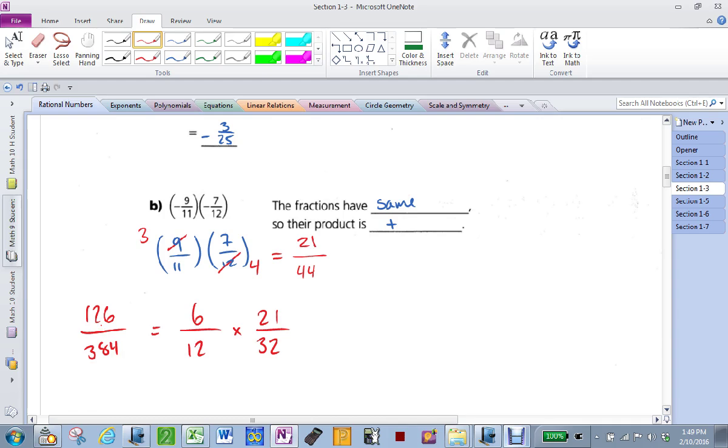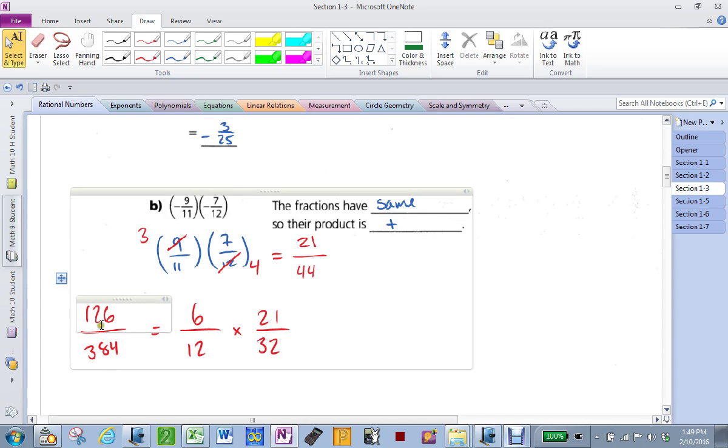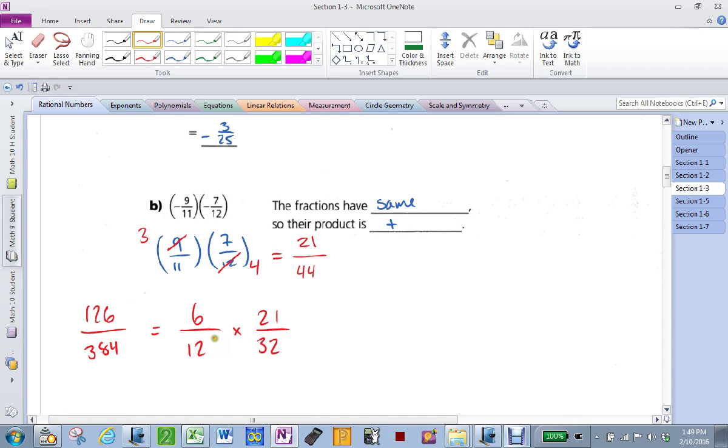Not me. That's crazy. Phoenix, go ahead. Divide by 2, divide by 2, divide by 2, divide by 2. Are you done yet, Phoenix? Almost. Divide by 2. Now, does something go into 6 and 32? You guys look alike. What?